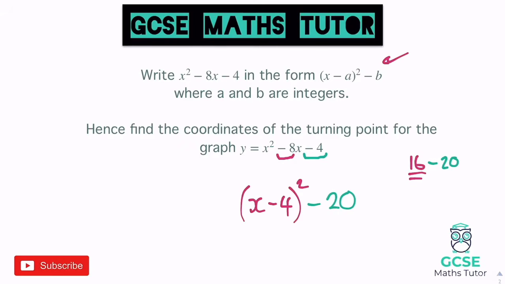Now, in order to write the turning point, we're going to take exactly the same approach. Look, we flip the sign for the minus 4, so our x-coordinate is positive 4, and our y-coordinate is just this number at the end, minus 20.